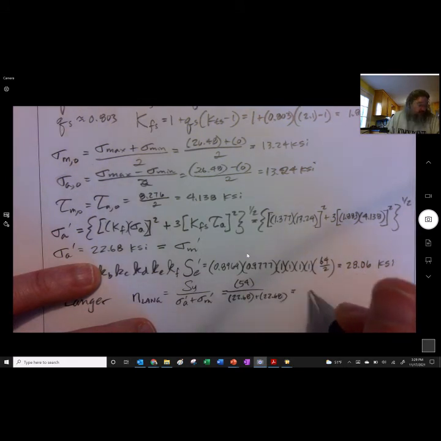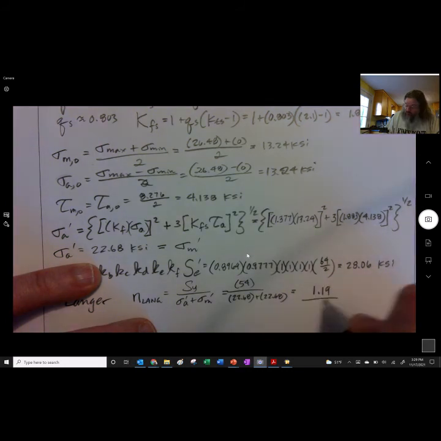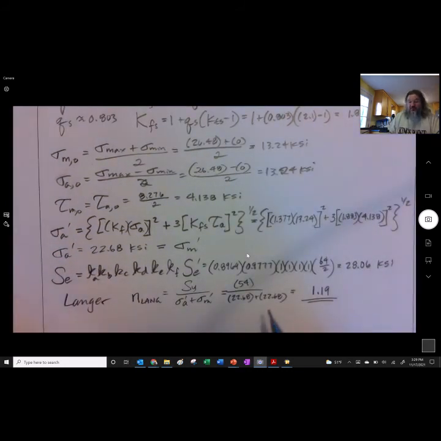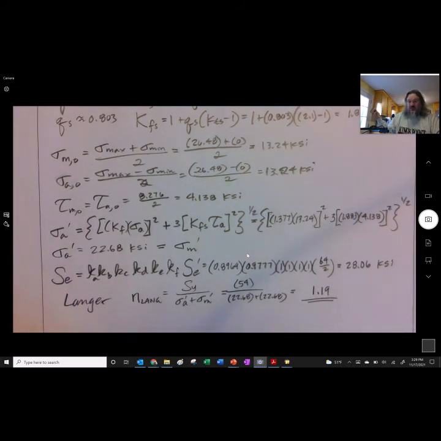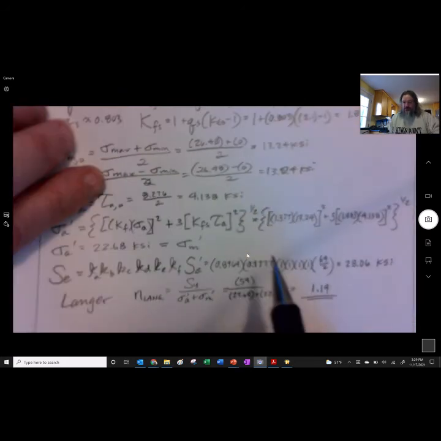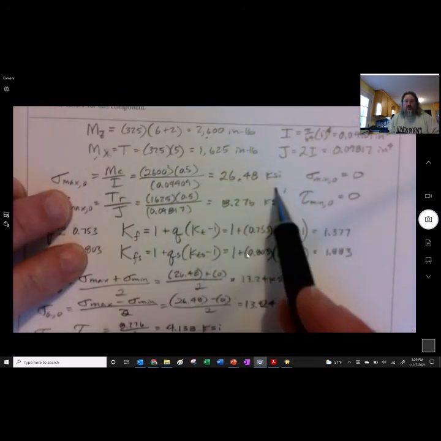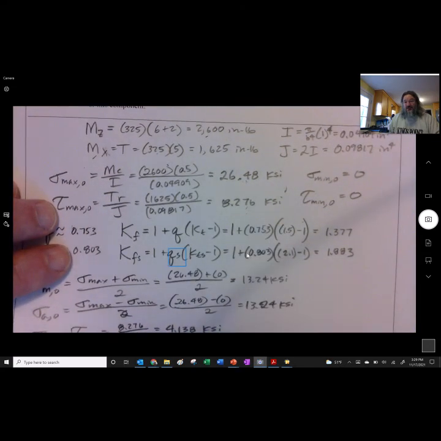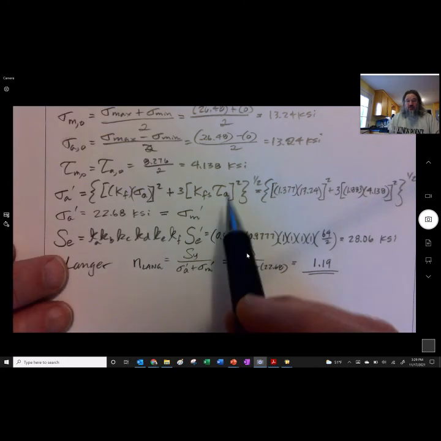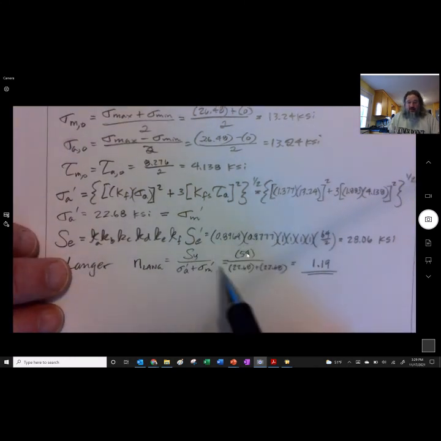And what we're left with is 1.19. So it's pretty close, but remember, this is conservative, because we're really just looking at the first cycle yielding. And if we were to just take this stress right here, using these maximums, and apply the stress concentration, we would get a smaller number than this plus that.